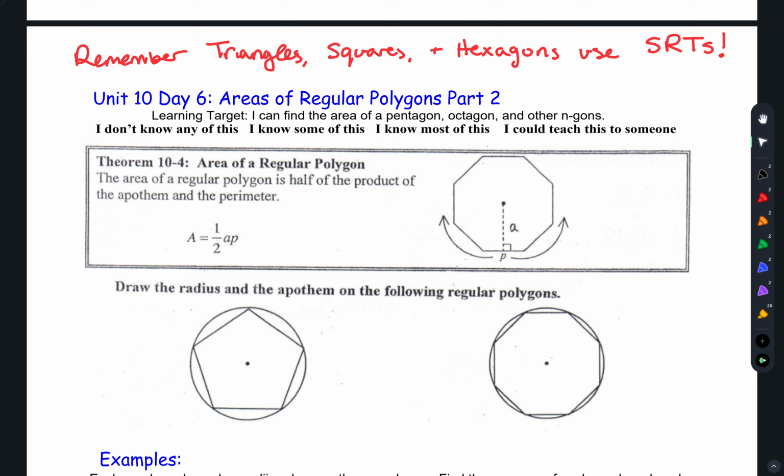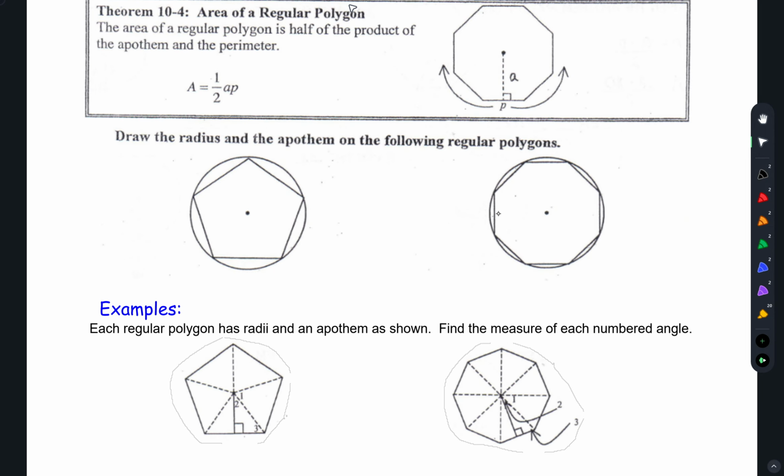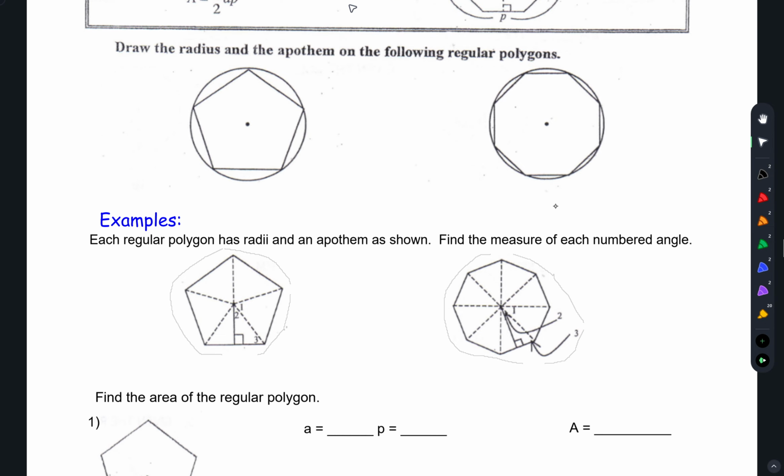Today, we're going to talk about all the other kinds of regular polygons that do not form special right triangles. So, for example, here, these are the 2 most common ones that you are going to see. A 5-sided shape is a pentagon, an 8-sided shape is an octagon. Remember, when we draw in a radius, which goes from the center to a corner, and an apothem, which is the perpendicular line from the center to the side, we get a triangle.